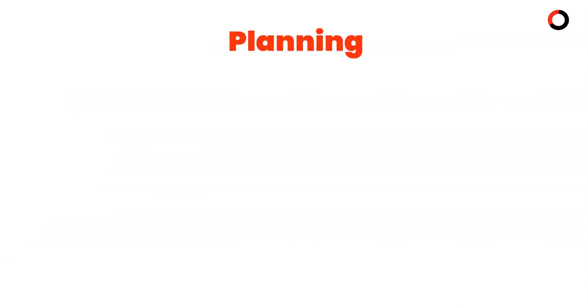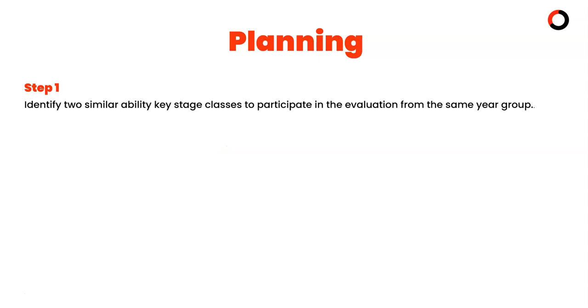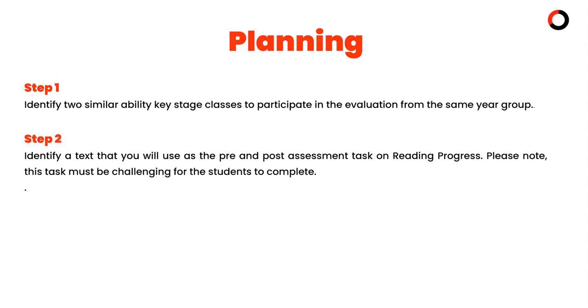So what does this involve for the planning? The first thing you need to do is identify two similar ability key stage classes to participate in the evaluation from the same year group. Next, identify a text that you will use as a pre- and post-assessment task on reading progress. Please note this task must be challenging enough for the students to complete, as a task that's too easy will have minimal errors in it.